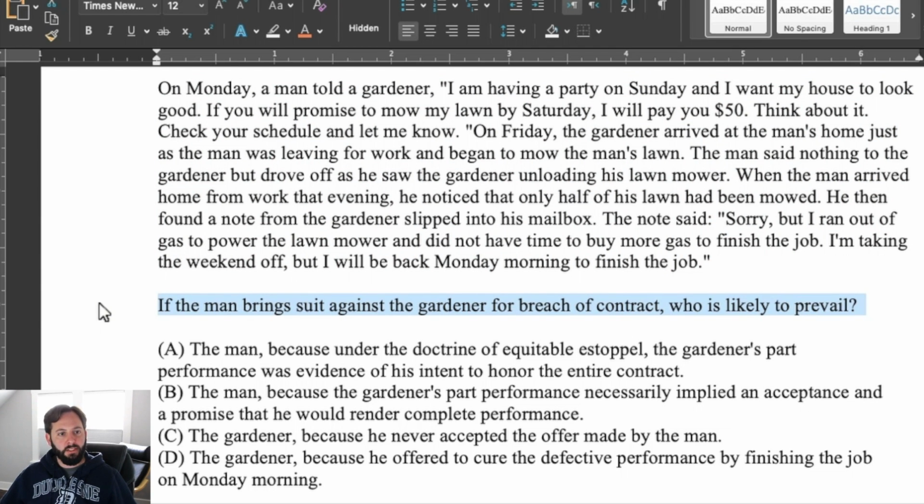And we want to actually begin by making sure we understand what this question is about. We don't want to accidentally have our minds in a mindset thinking about constitutional law when this is a contract claim. If the man brings a suit against the gardener for breach of contract, who is likely to prevail? This is great. So we know that we're limiting ourselves to within the realm of contract law. On the bar exam, you have a number of different subjects tested right next to each other with multiple choice. So you want to identify your issue area.